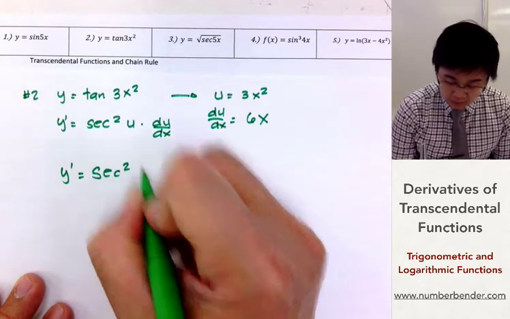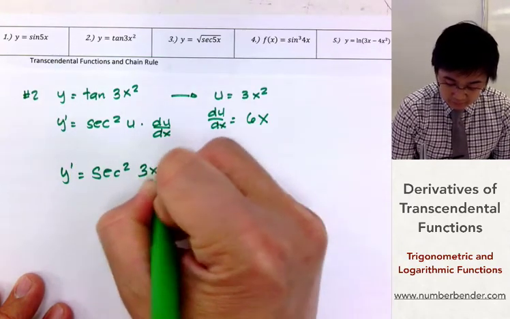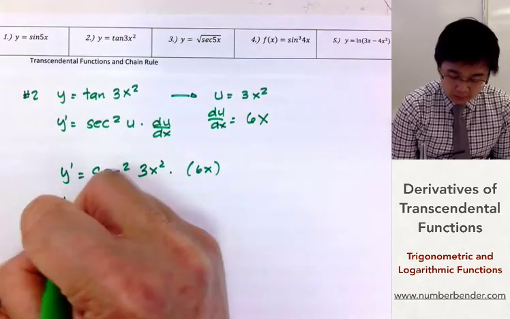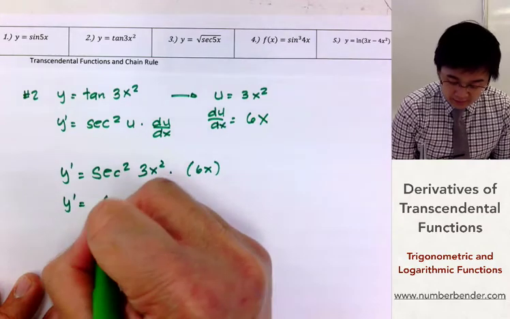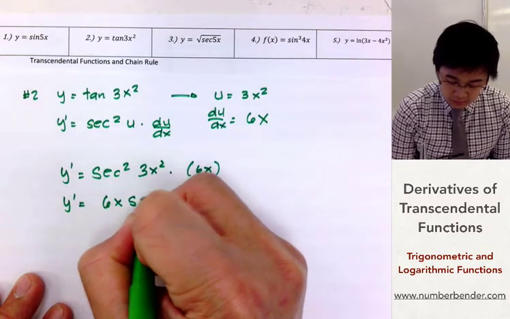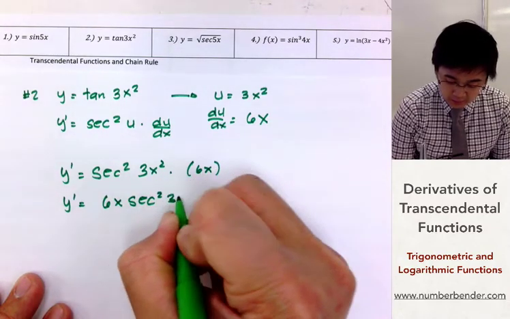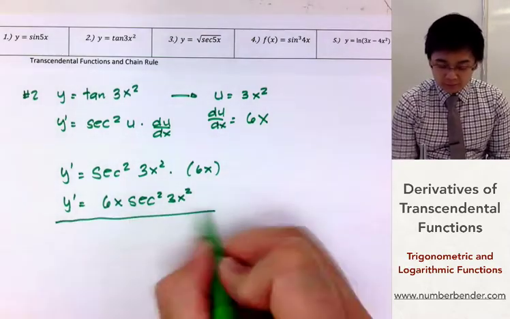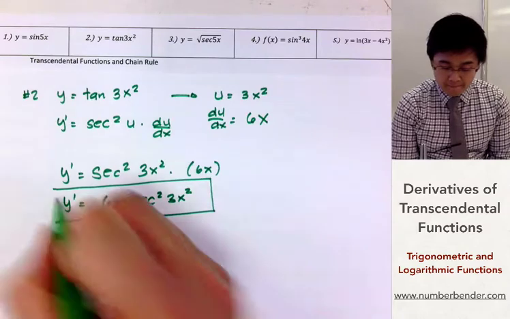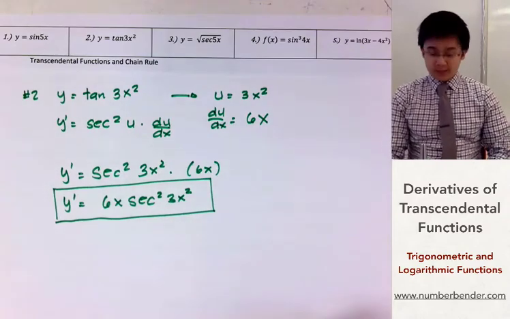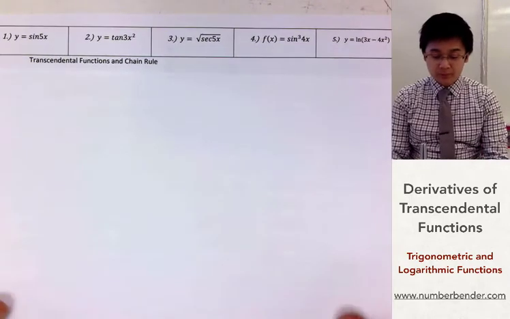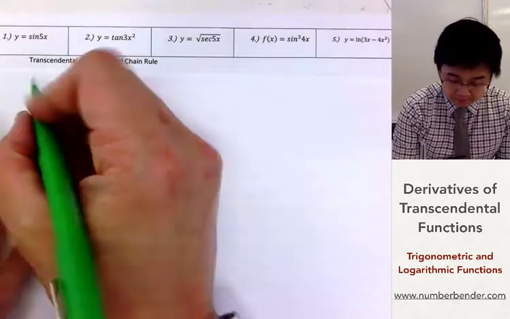So if we substitute it into our derivative formula, y prime is therefore secant squared u, which is 3x squared, times 6x. Or we can rewrite it as 6x secant squared 3x squared. So this is our derivative function.